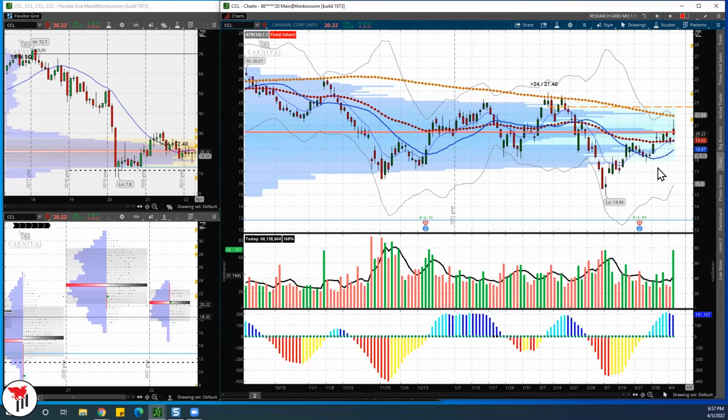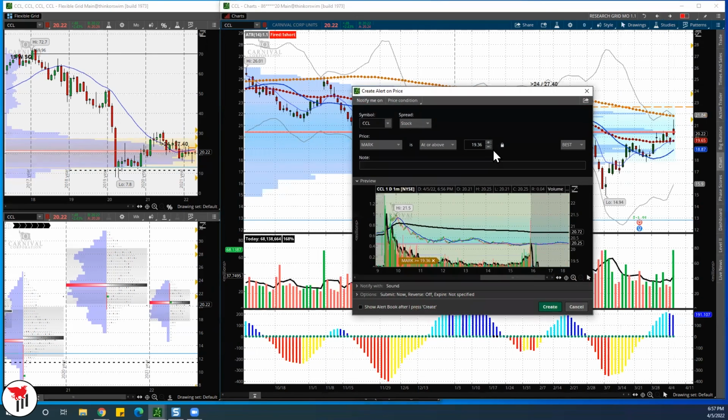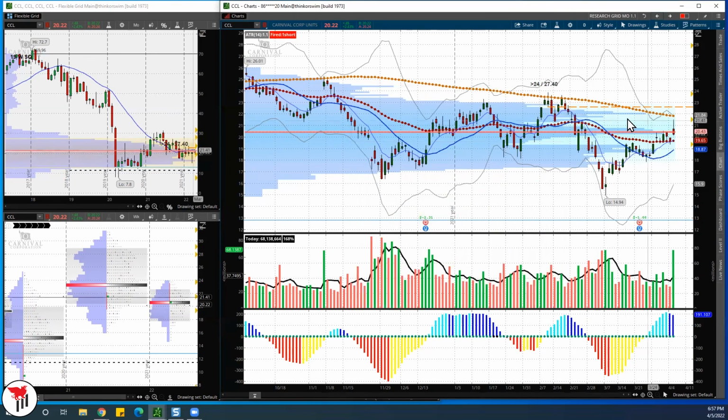1646 is the bottom. So now it should not break 1935. I'm going to put an alert right there. But what I want to trade here is momentum, so I want it over $22. 22 for 24, that's a beautiful trade. So CCL over 22 for 24 and 27.40. That could be a 30% trade.